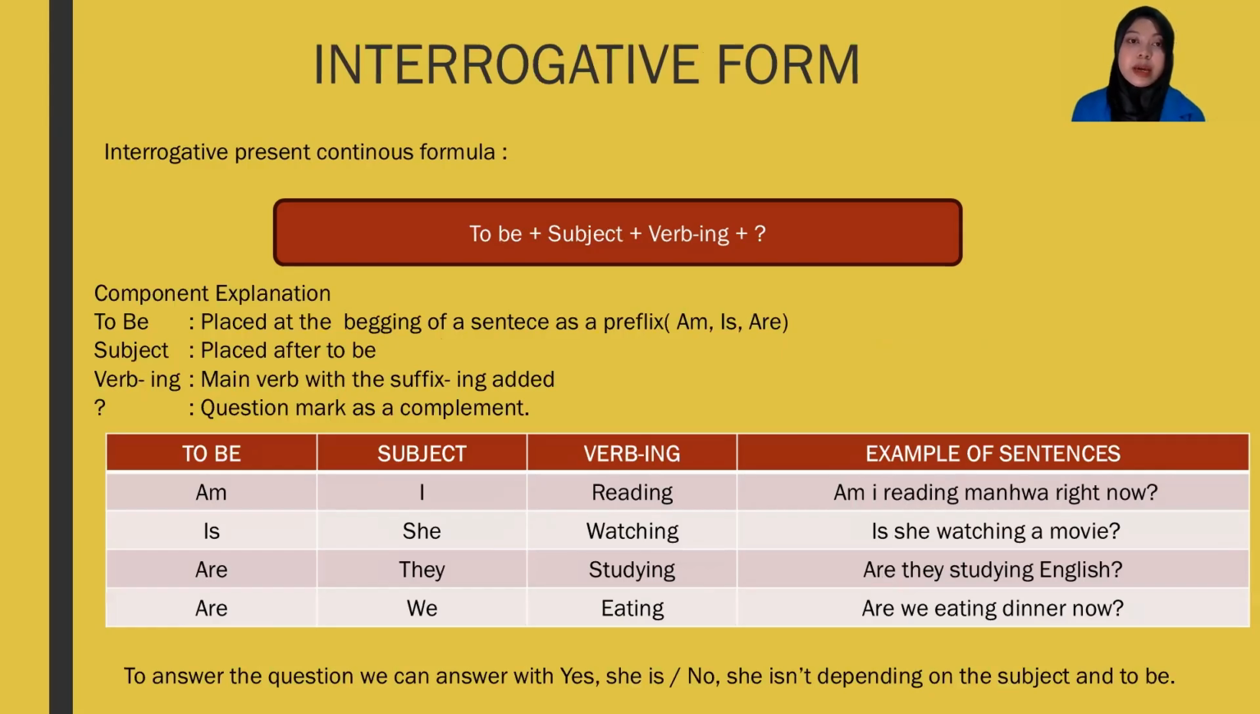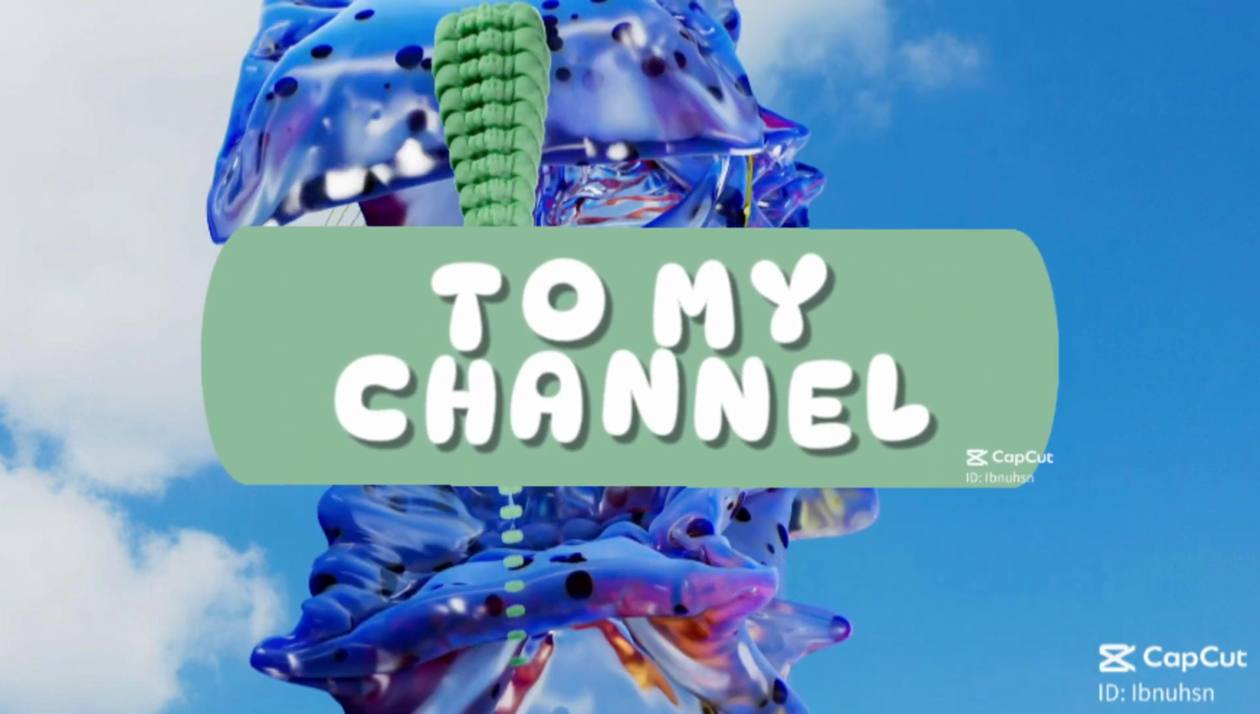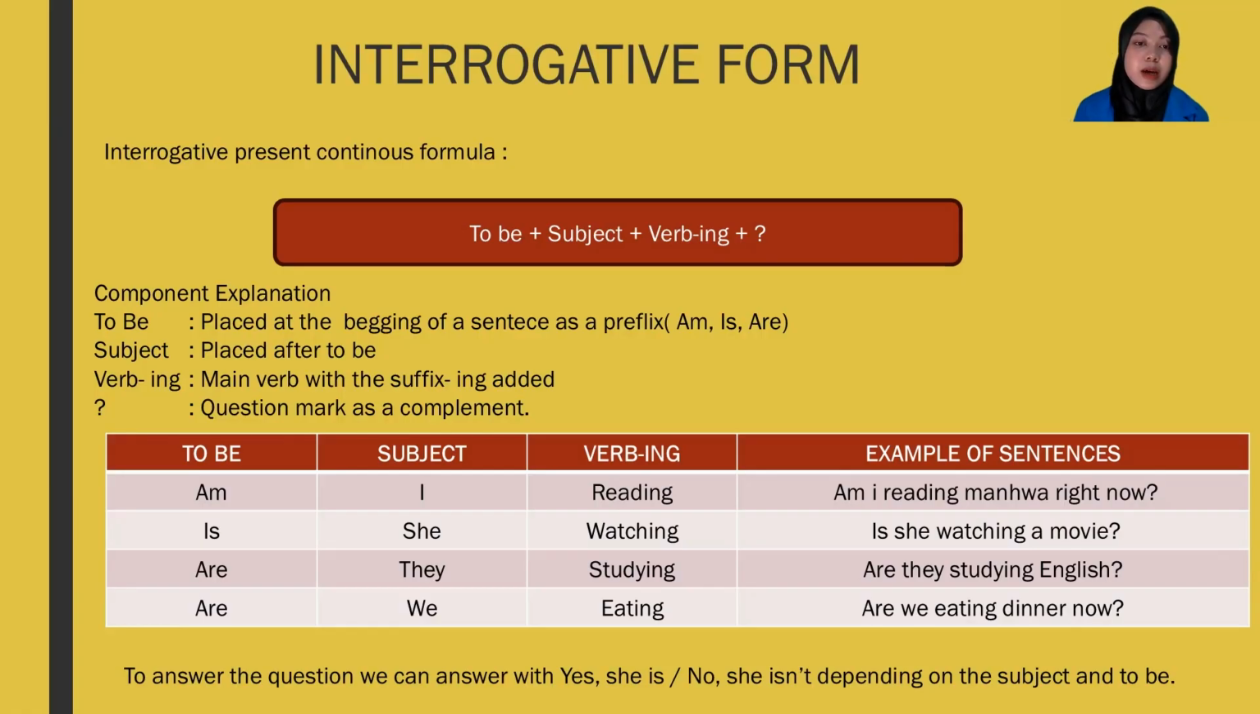Okay, next, interrogative form. Interrogative present continuous formula: to be, subject, verb-ing, and the question mark. Component explanation: to be is placed at the beginning of a sentence as a prefix. For example, am, is, are. Subject placed after to be. And verb-ing, the main verb with the suffix -ing added, and question mark as a complement.